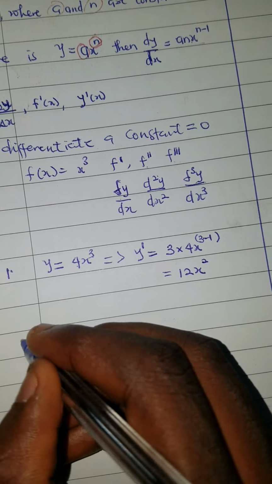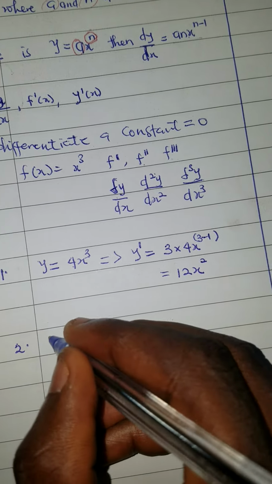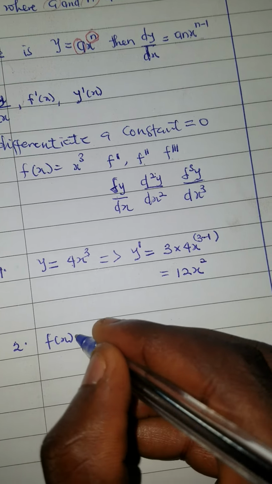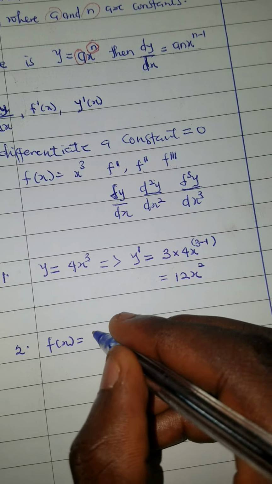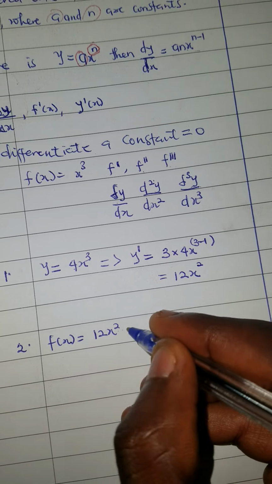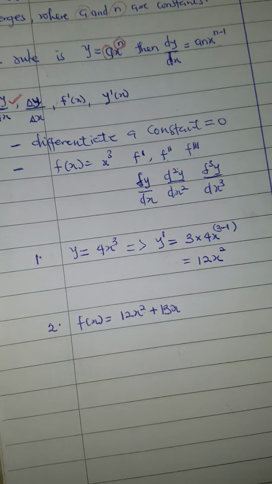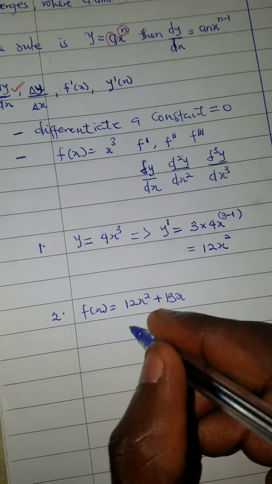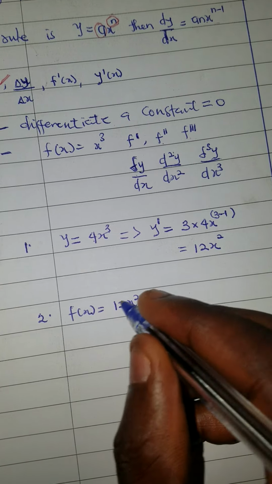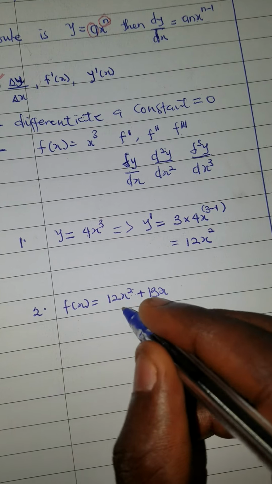Let's say you are given f of x equal to 12x squared plus 13x to differentiate. Now if you differentiate this, it will be 2 multiplied by 12 will be what?